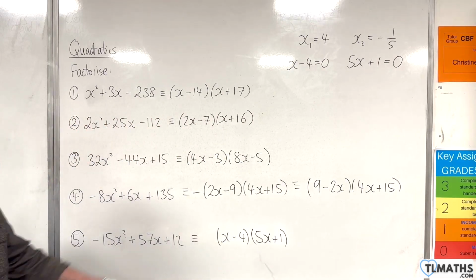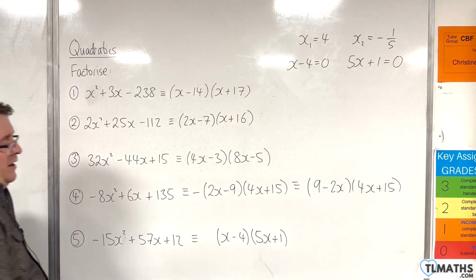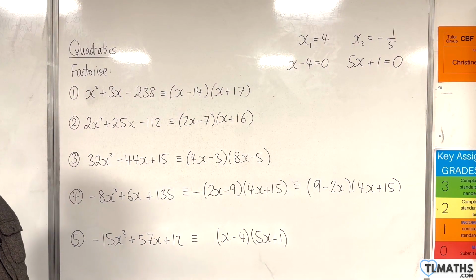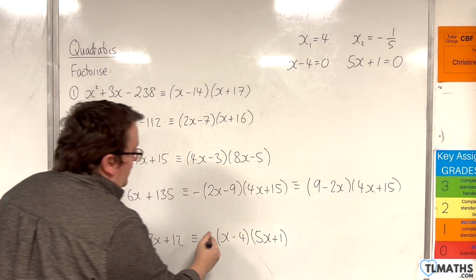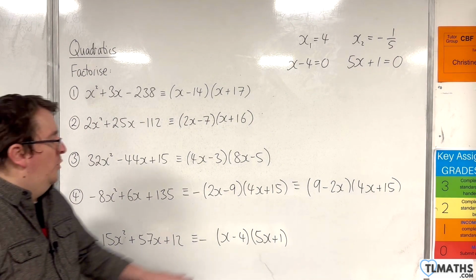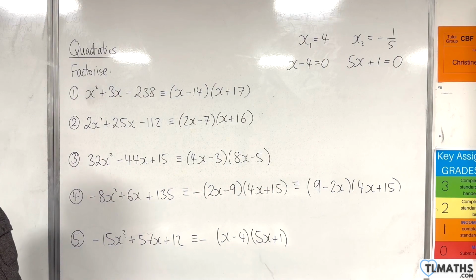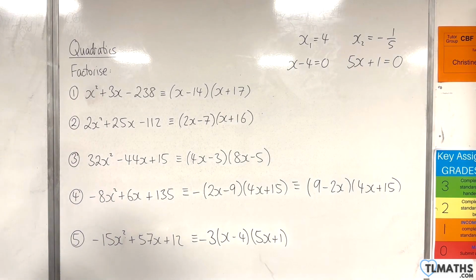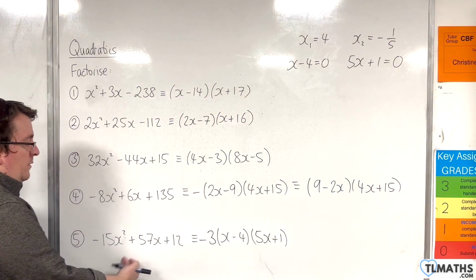Now, of course, that's wrong. That definitely doesn't expand to that, because we get x times 5x, which is 5x squared. We've got minus 15x squared. Now, not only do we have the wrong sign, so we do need a minus sign out the front, just like we had for example number 4, but we're not getting 15. In fact, we're getting 5, so we're getting 3 times less than we need. So we need a 3 out the front as well. So now this will expand out to that.